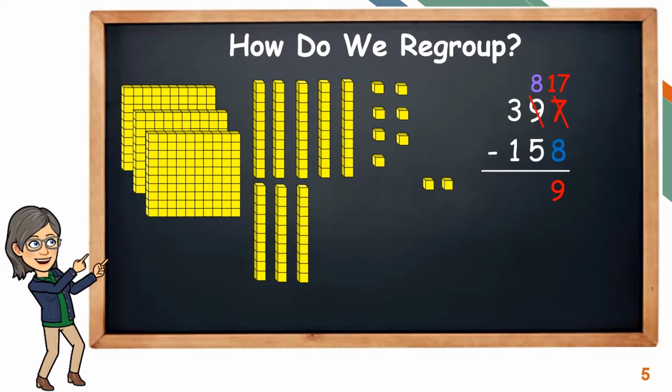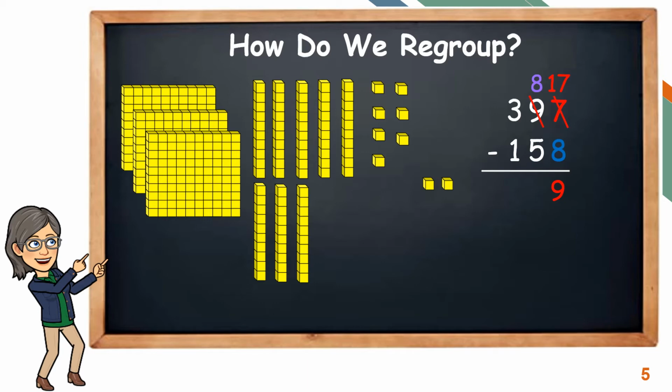To do that, we must first decide if we need to regroup from the hundreds place to the tens place in 397. So let's look at how many tens are in both numbers. Look again at the subtraction problem. How many tens are in 397 now? If you said there are now 8 tens in 397, you are correct. How many tens are in 158? If you said there are 5 tens in 158, you are correct.